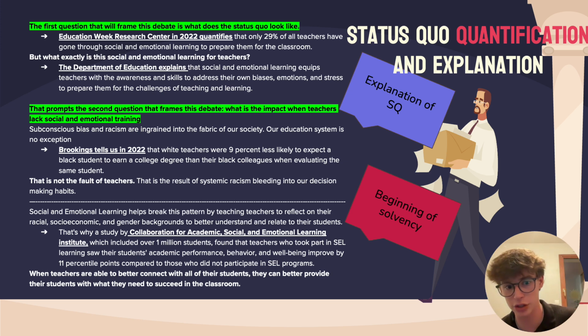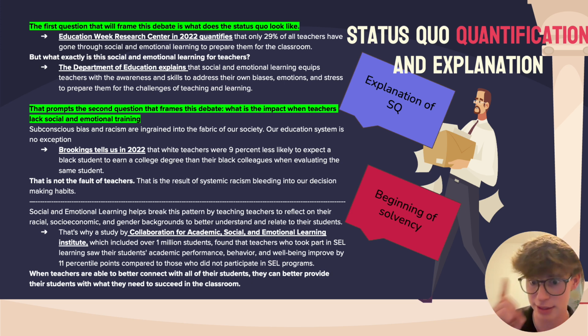But now we transition into solvency. How does today's legislation combat this issue? Well, social and emotional learning helps break this pattern by teaching teachers to reflect on their racial, socioeconomic, and gender backgrounds to better understand and relate to their students. That is a logical warrant. That is explaining why today's legislation, in one sentence, solves the problem. And then a piece of data proving that. That's all that is. And notice how all of these have numbers in them. Use as many numbers as you can.